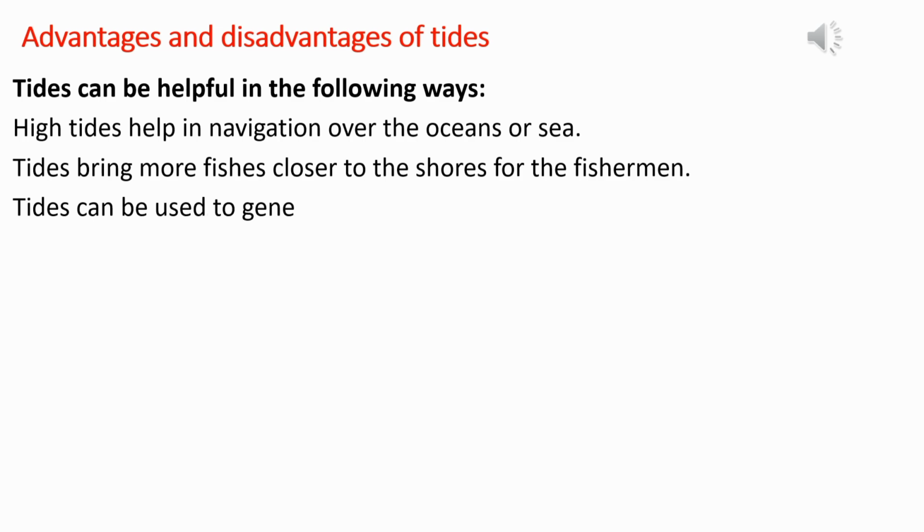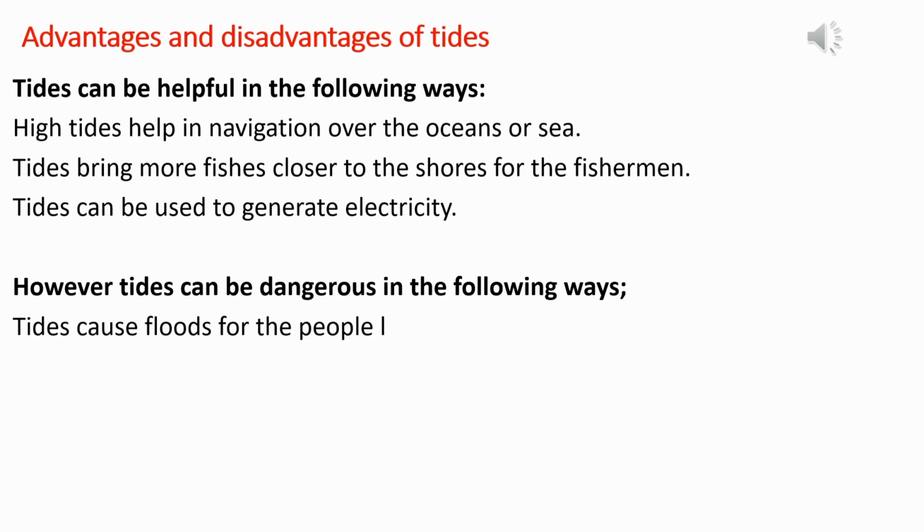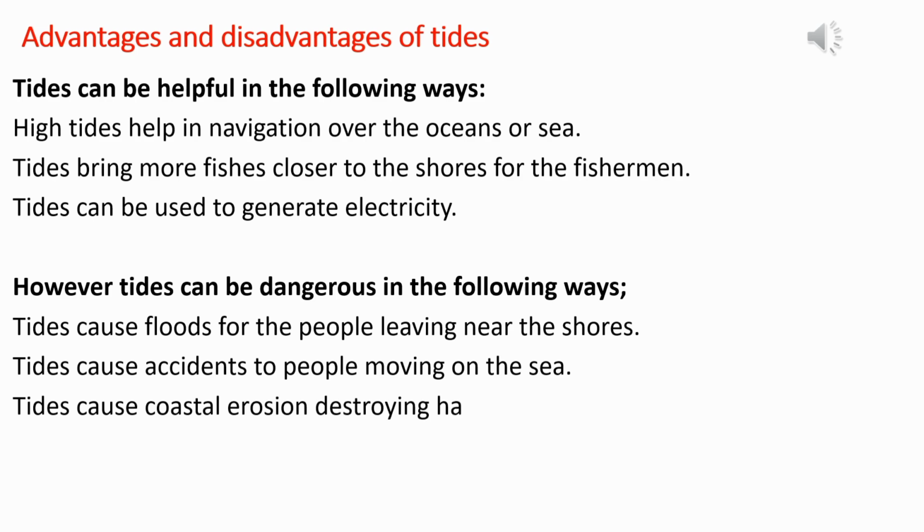However, on the other hand, they are very dangerous to human life and also to marine life. And so the dangers are here. One, they cause floods for the people living near the shores. Two, they also cause accidents and probably death to people living within the vicinity. Three, tides cause coastal erosion, destroying habitats and disrupting marine ecosystems. Lastly, they increase the risk of pollution, particularly water pollution.